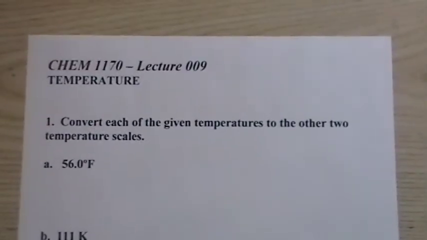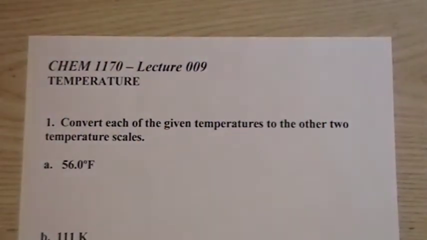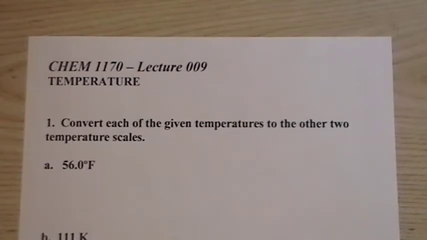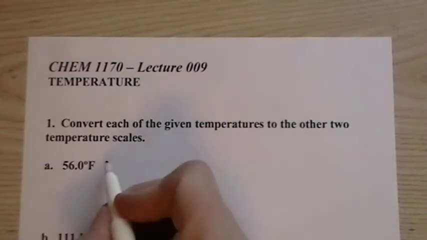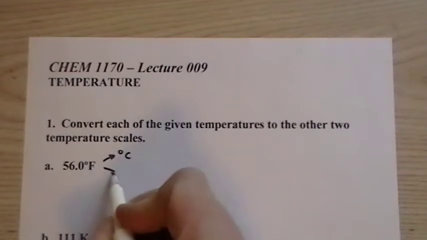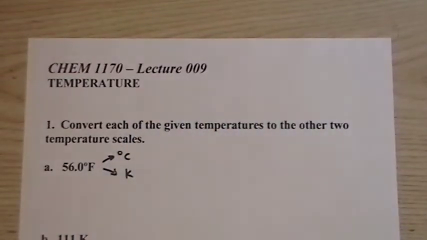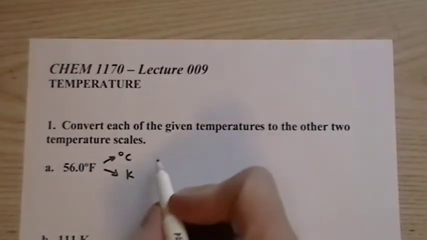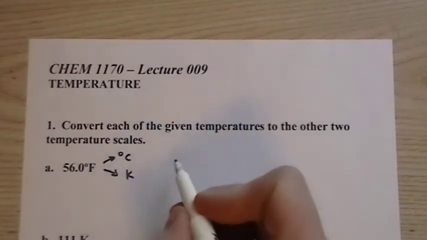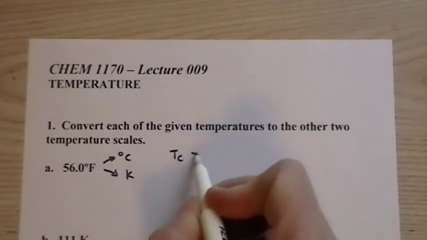So lecture 9 is about temperature. It asks to convert each of these temperatures to the other two temperature scales. So we're going to have to convert to Celsius and Kelvin here. For this case, for Fahrenheit to Celsius, we want to use this equation.